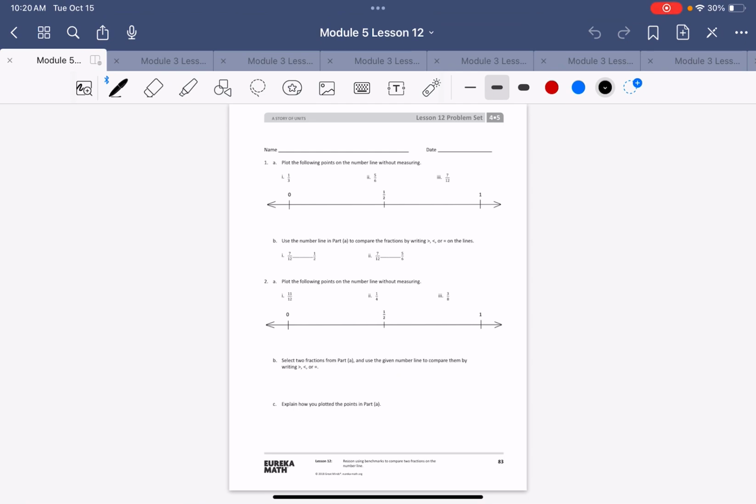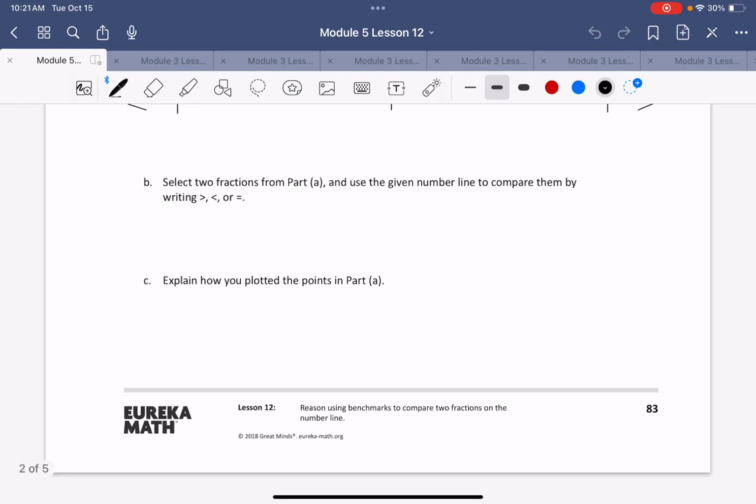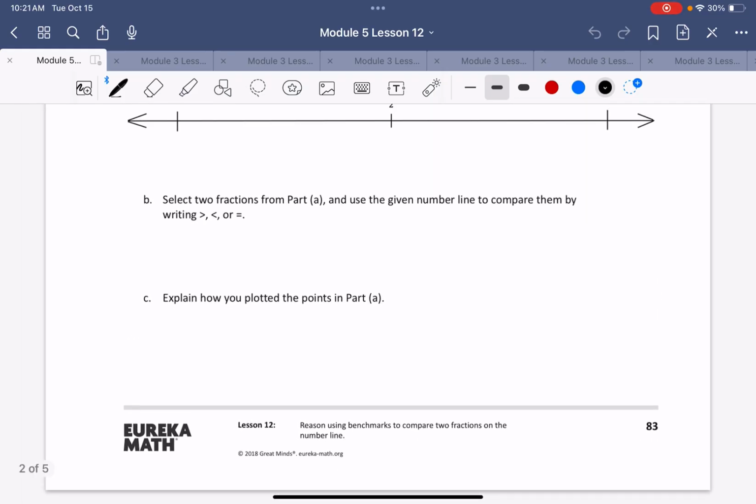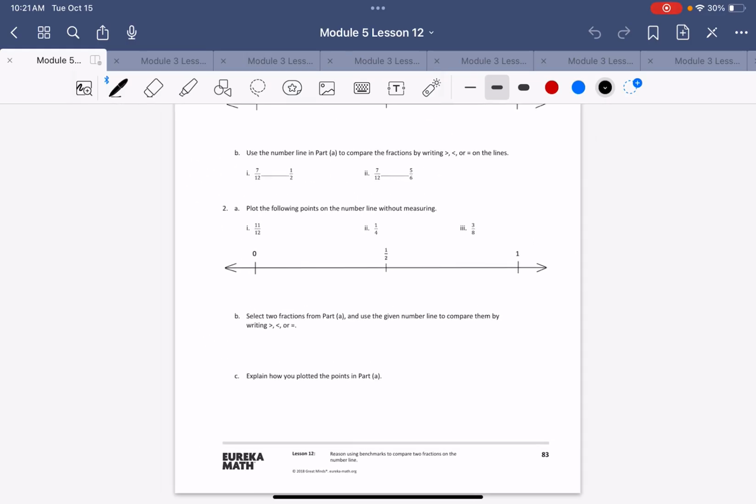All right, we are on lesson 12, page 83. If you need to pause this video at any time so that you can get to the page or to write things down, please do. Page 83.